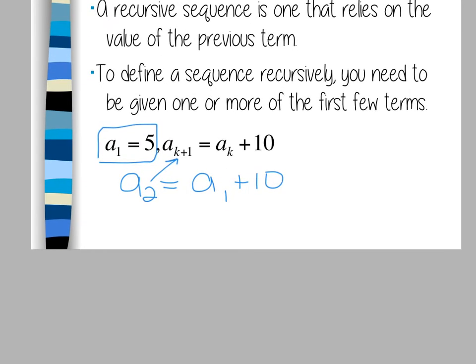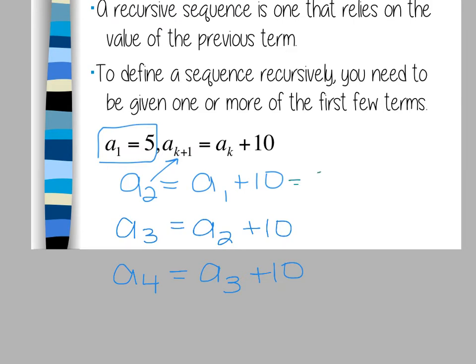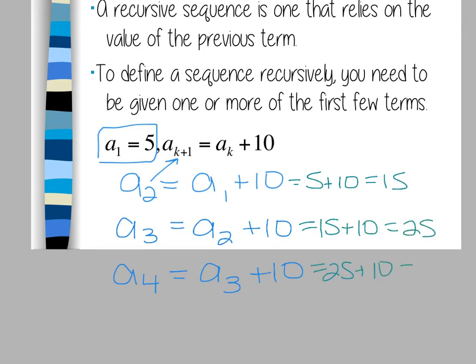So the next one in the line would be a sub 3. And to do that, I would do the one before a sub 3, which is a sub 2 plus 10. And then a sub 4, and so on and so forth. This would be a sub 3 plus 10. So the difference is you're using the one before it. So if a sub 1 is 5, then this is 5 plus 10, which is 15. If a sub 2 is 15, then this is 15 plus 10, which is 25. And so on and so forth.